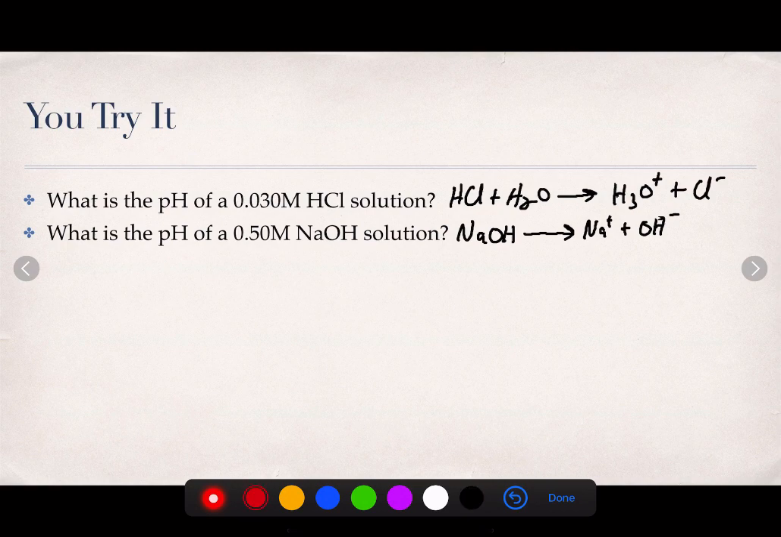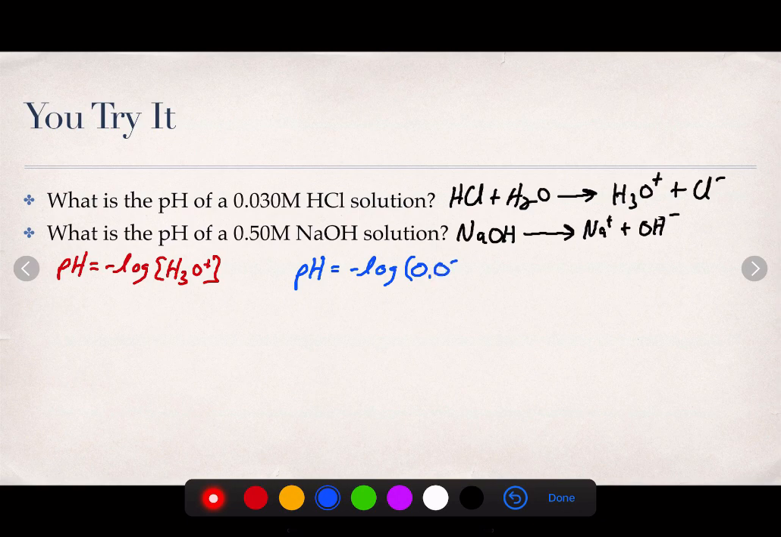And so in this first one, what we want to do is figure out what the pH is going to be. And so we know that pH is equal to the negative log of my hydronium ion concentration. And so since we have a strong acid, we know that the pH is going to be equal to the negative log of 0.030. And when I work that out, I get a value of 1.52 for the pH. That's about all there is to that one.